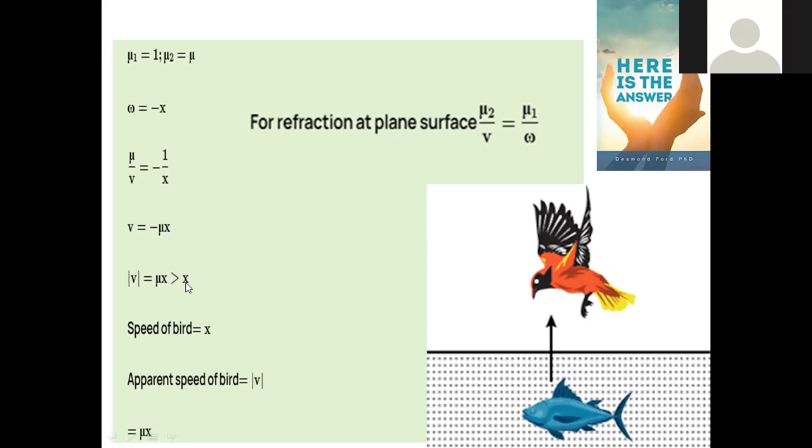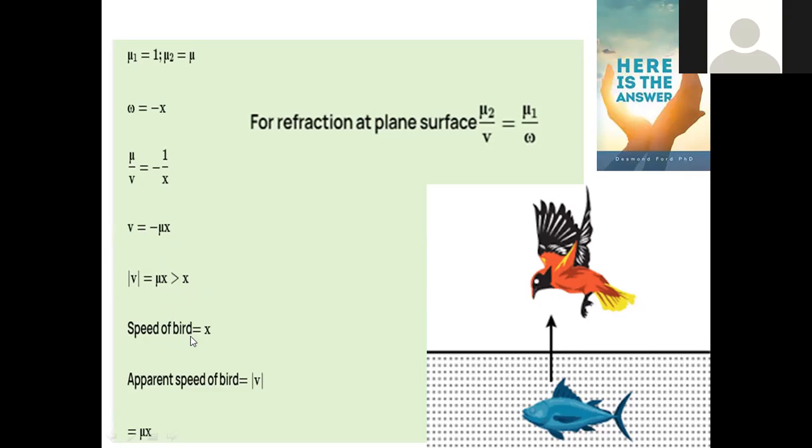That will always be greater than x. X is nothing but the object distance. The value will always be mu x. Mu x is nothing but the image distance. This will always be greater when compared to the actual distance, right? So it will appear farther away. This is the first inference we drew in accordance with the distance between the bird and the fish. This is purely based on refraction of light.